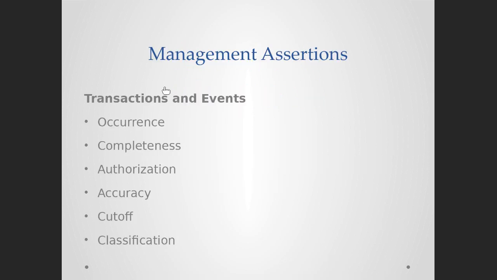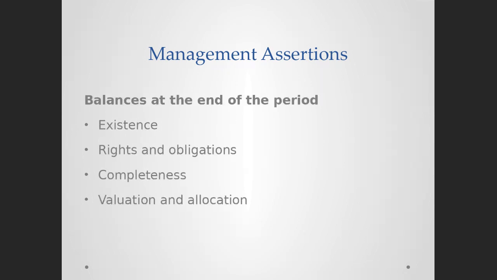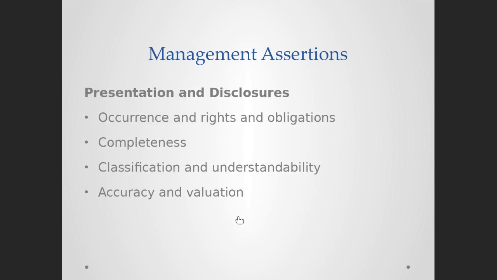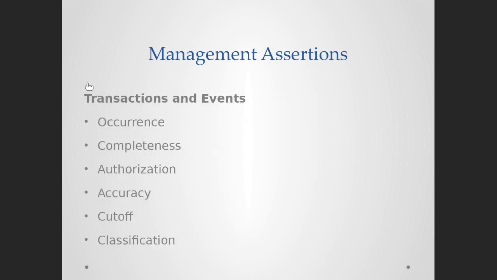We started to talk about the management assertions, and management assertions are guarantees that the management of the client gives us about the financial statements. And we discussed the first two, occurrence and completeness, in the first category. So there are three categories: transactions and events. The second one is balances at the end of the period. And the third one is presentation and disclosures. So we'll continue our discussion.